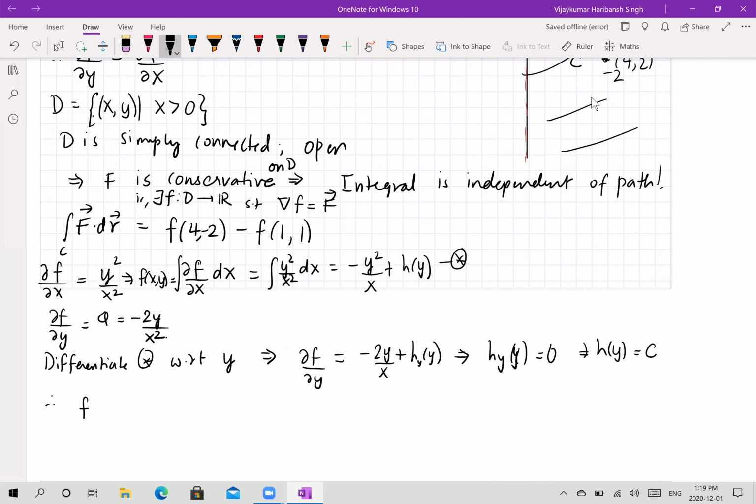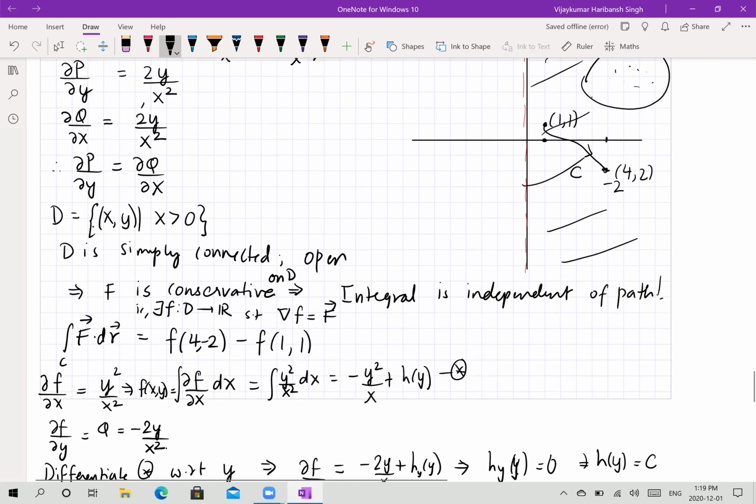Therefore, f of (x, y) is going to be minus y squared by x plus a constant c. So the integral of F dot dr is going to be, substituting, minus of minus 2 squared by 4, minus of minus 1 squared by 1.